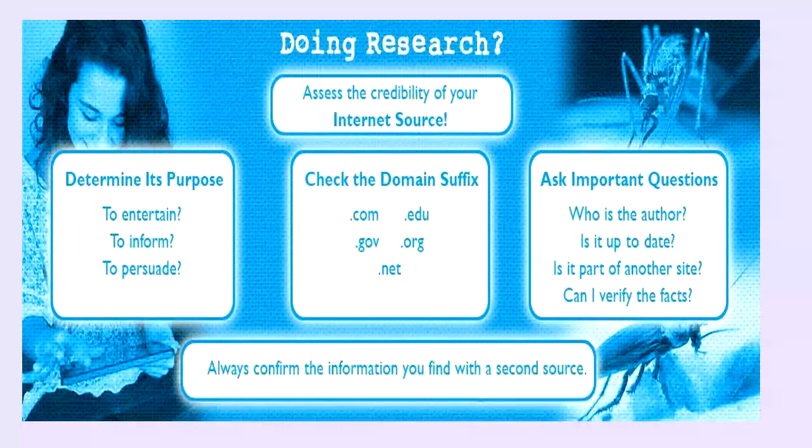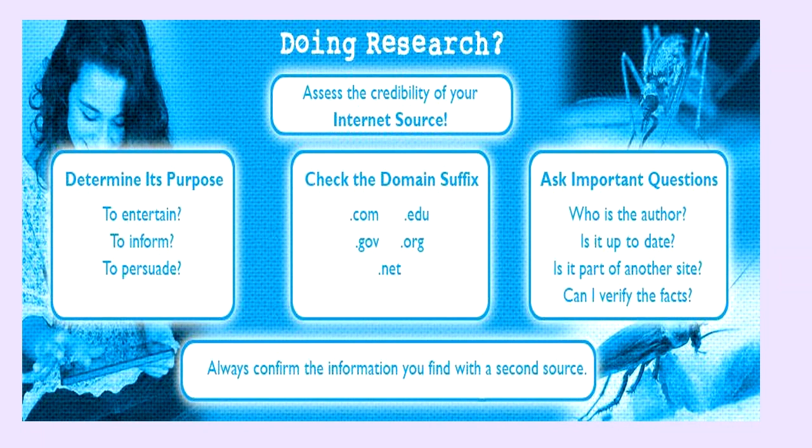And then we talked about how to do your research. We moved on to Module 2. And we talked about how we find out the credibility of your internet source. And you want to determine your purpose, to persuade, inform, or entertain. You want to look at the suffix. And you want to ask those questions about who is the author. Is it up to date? Is it a part of another site? Can I verify the facts? And always confirm the information you find with a second source.